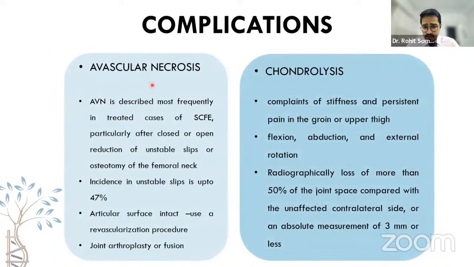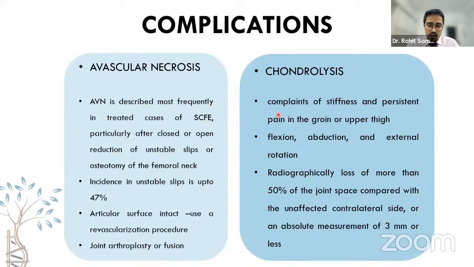Coming to the complications of SCFE, two of the most dreaded complications that we have are avascular necrosis of the femoral head and chondrolysis. AVN is most frequently seen in treated cases of SCFE, particularly after closed or open reduction of unstable hips or osteotomies around the femoral neck. The incidence in unstable hips is up to 47%. As for treatment, if the articular surface is intact, use a revascularization procedure. If it is not, you might be better off with a joint arthroplasty or a fusion.